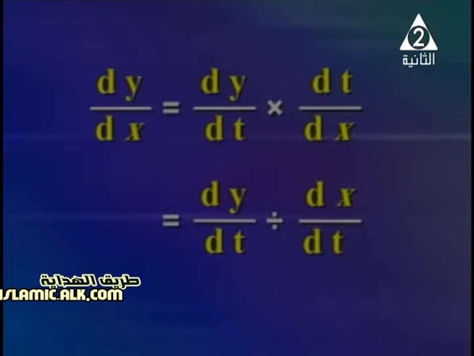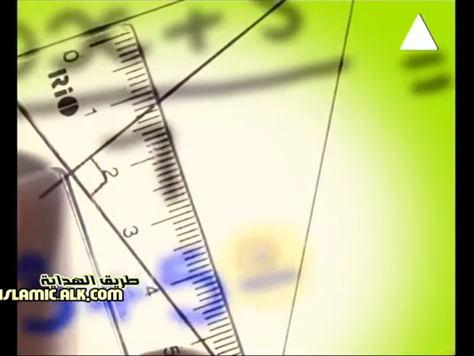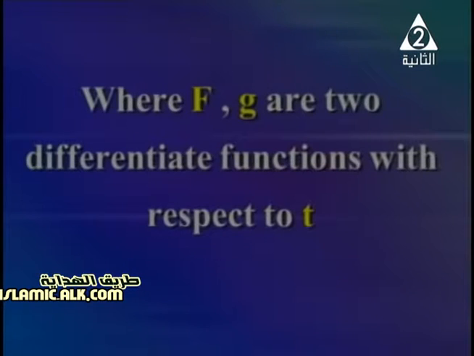What do you mean, dear student, by dy over dx? At first, we find the differentiation of y with respect to t. After that, we find the differentiation of x with respect to t. After that, we divide the first, dy over dt, by the second, dx over dt. We deduce dy over dx. Remember, f and g are two differentiable functions with respect to t.